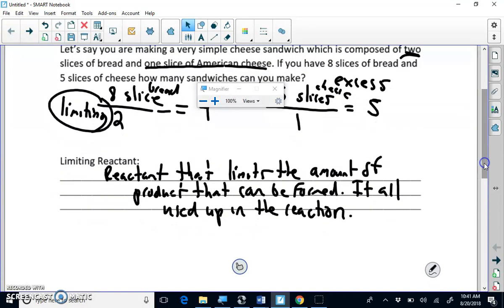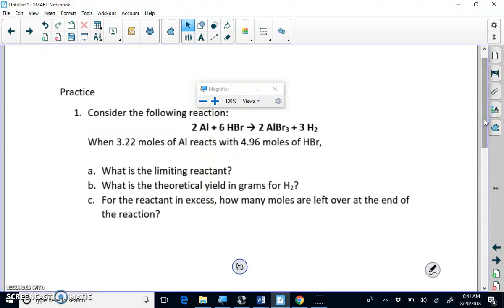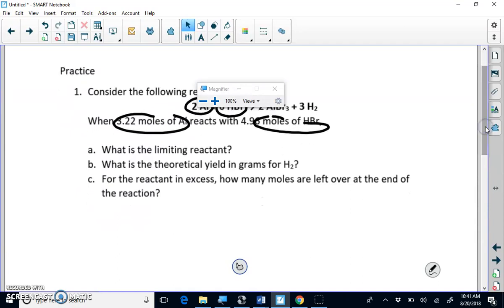Now, we're going to do some example problems, 2 of them actually, for limiting reactant problems. It says, consider the following reaction. You have this many moles of aluminum and this many moles of HBr. The first question, A, is what is the limiting reactant? In this case, I've made this a little simple for you because the reactant amounts are already in moles. They could very easily give you the reactant amount in grams, and then you have to convert them to moles.